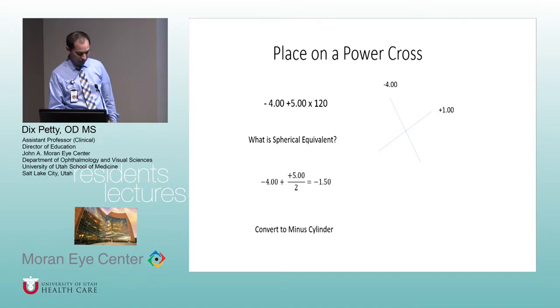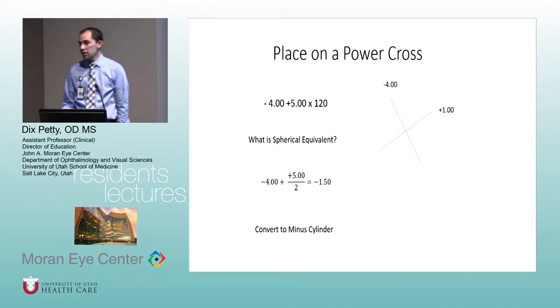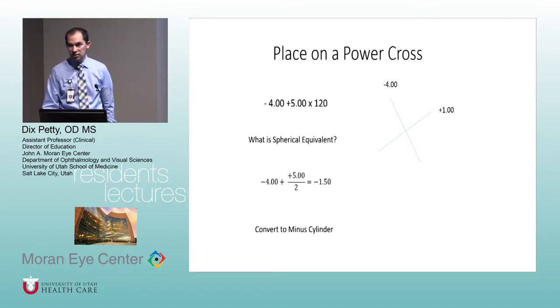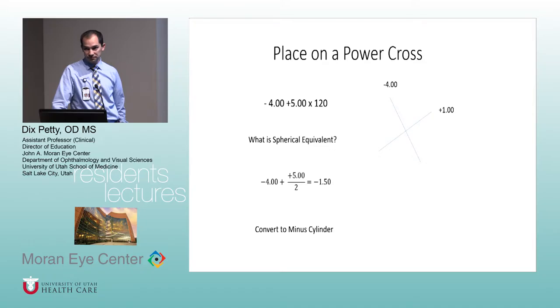So now how do we convert this to minus cylinder? Does anybody know off the top of their head? So Eileen? So you add the minus 4 and the plus 5, and that's your new sphere. So that'd be a plus 1, and then the plus 5, you just turn that into minus 5, and then you just do 90 degrees from the 120, 30. Exactly, perfect. So I have outlined the steps here.